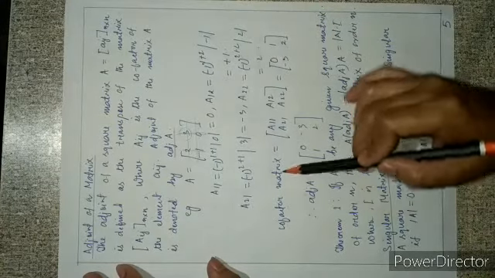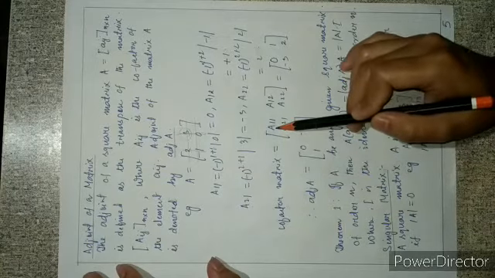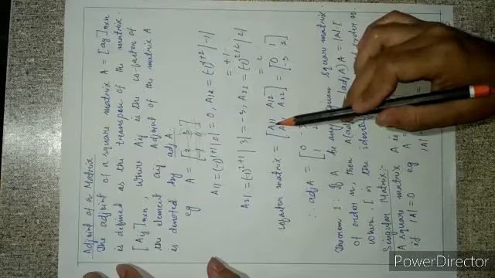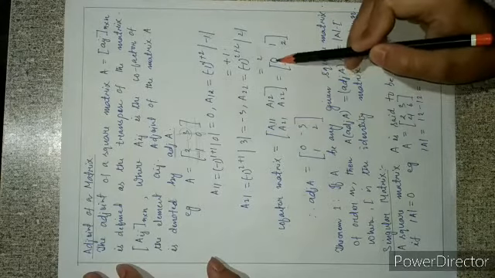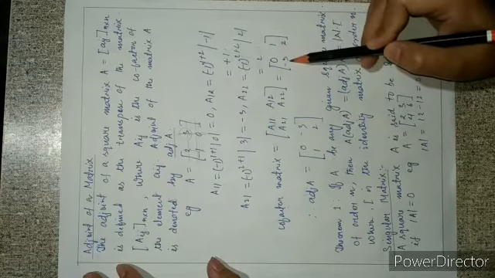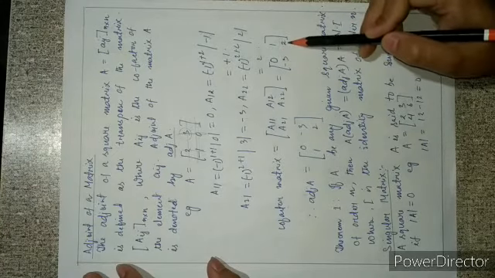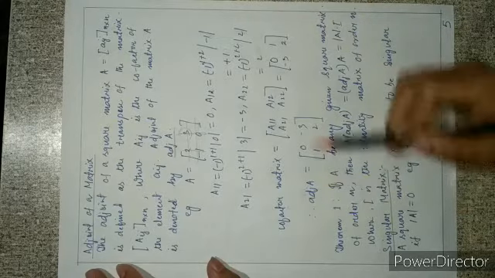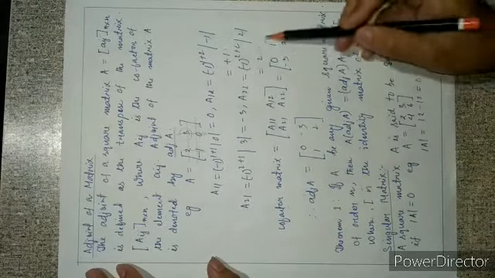Then write the cofactor matrix. Cofactor matrix is A11, A12, A21, A22. Then the value of A11 is 0. A12 is equal to plus 1. A21 is equal to minus 3. A22 is equal to plus 2. Then write adjoint A. Adjoint A is the transpose of this cofactor matrix.